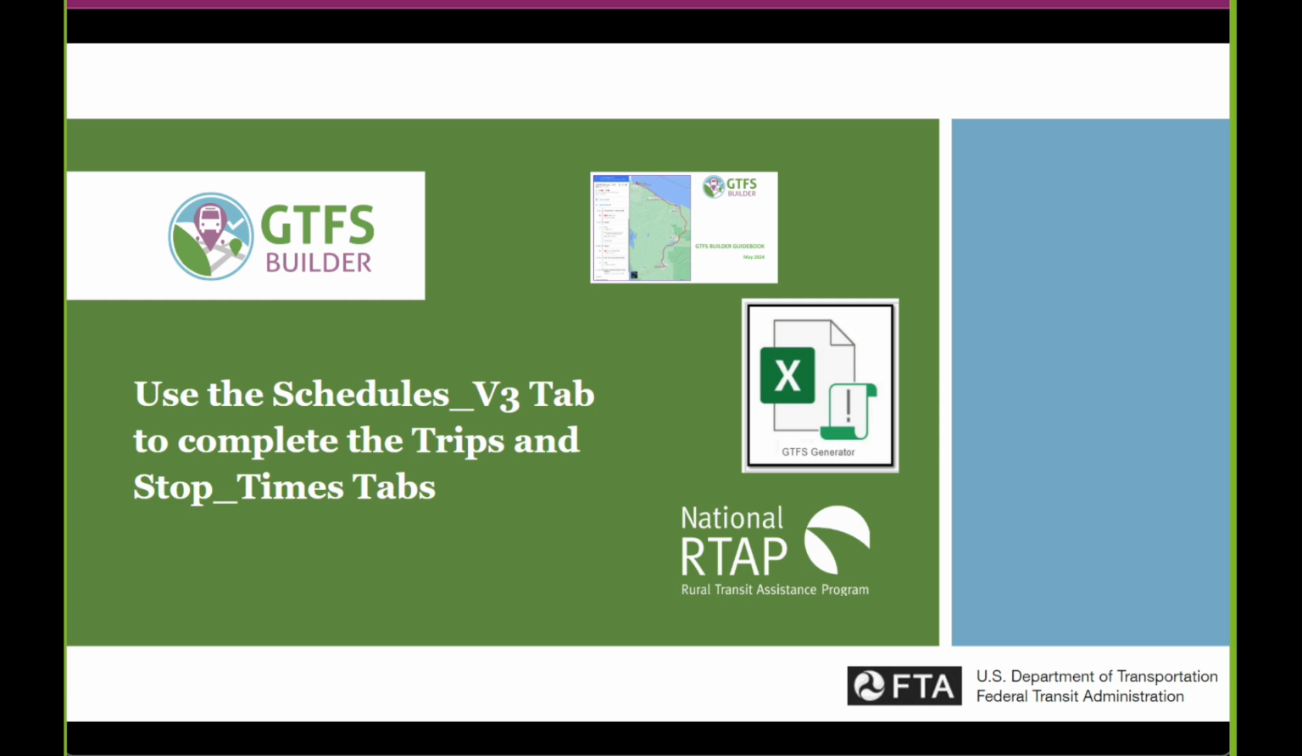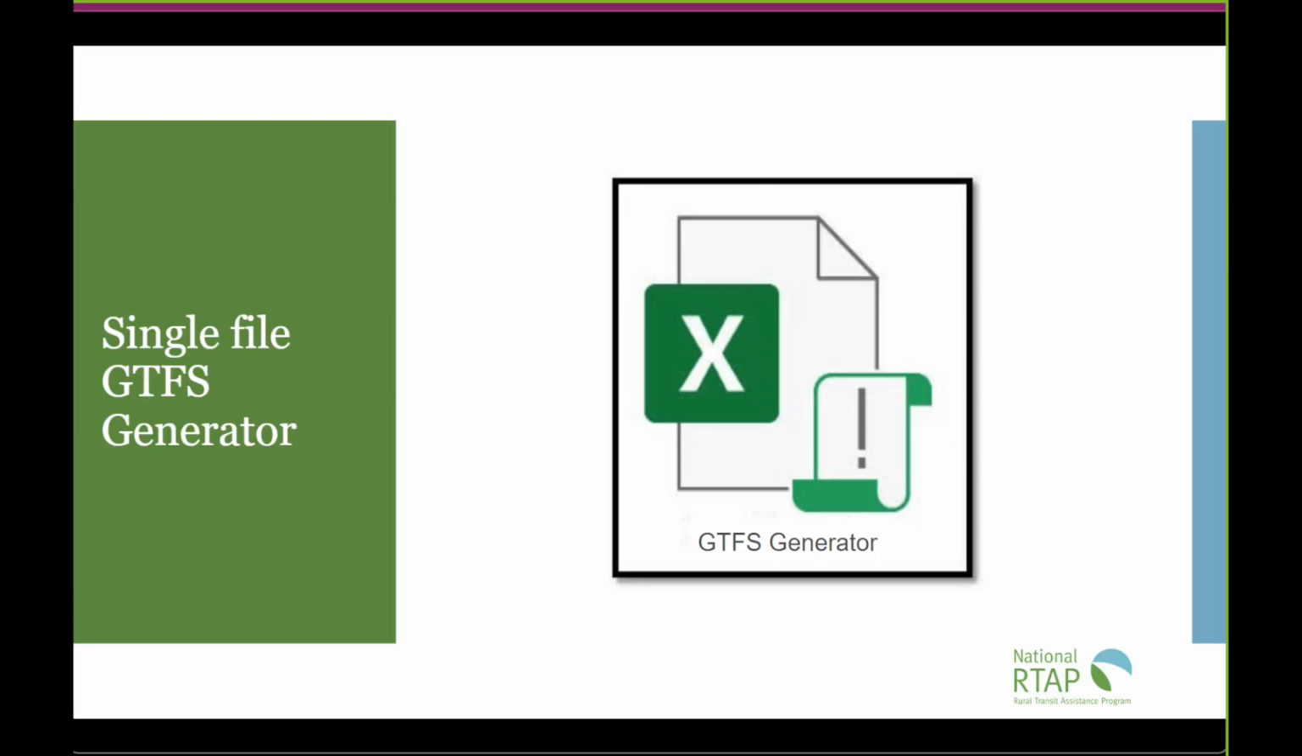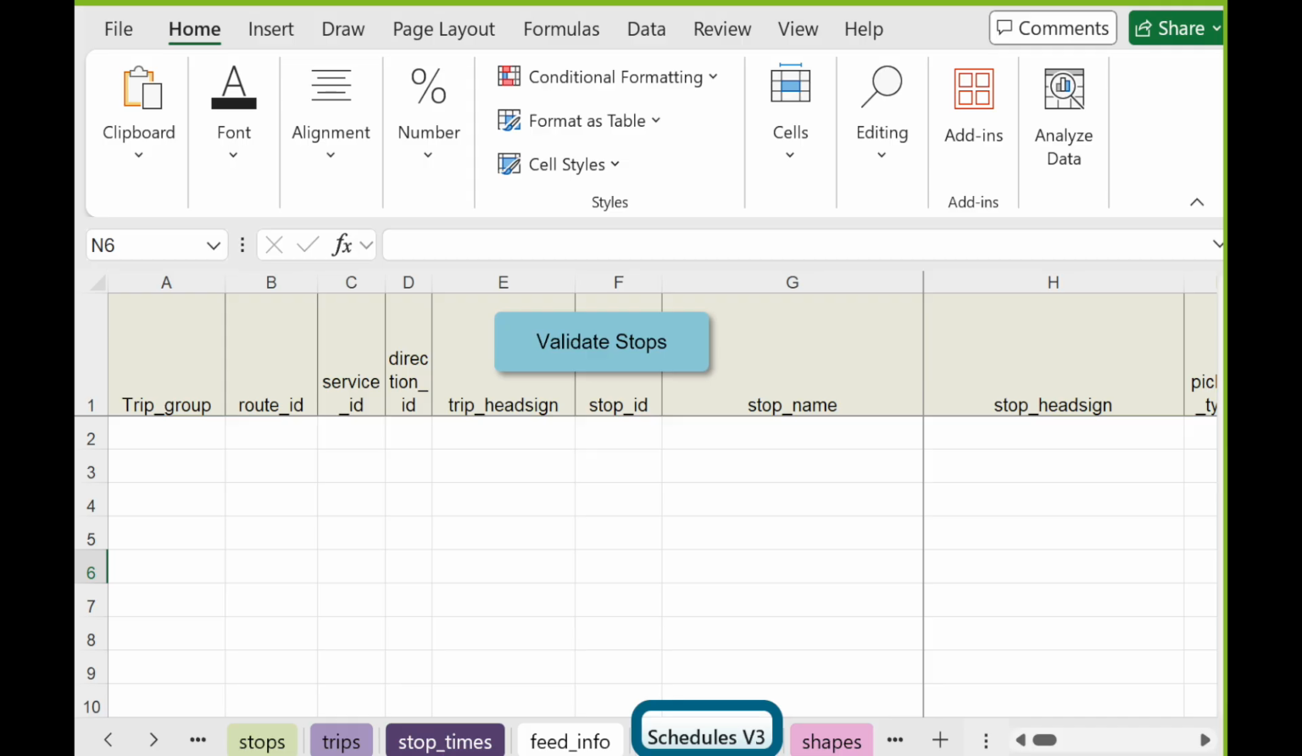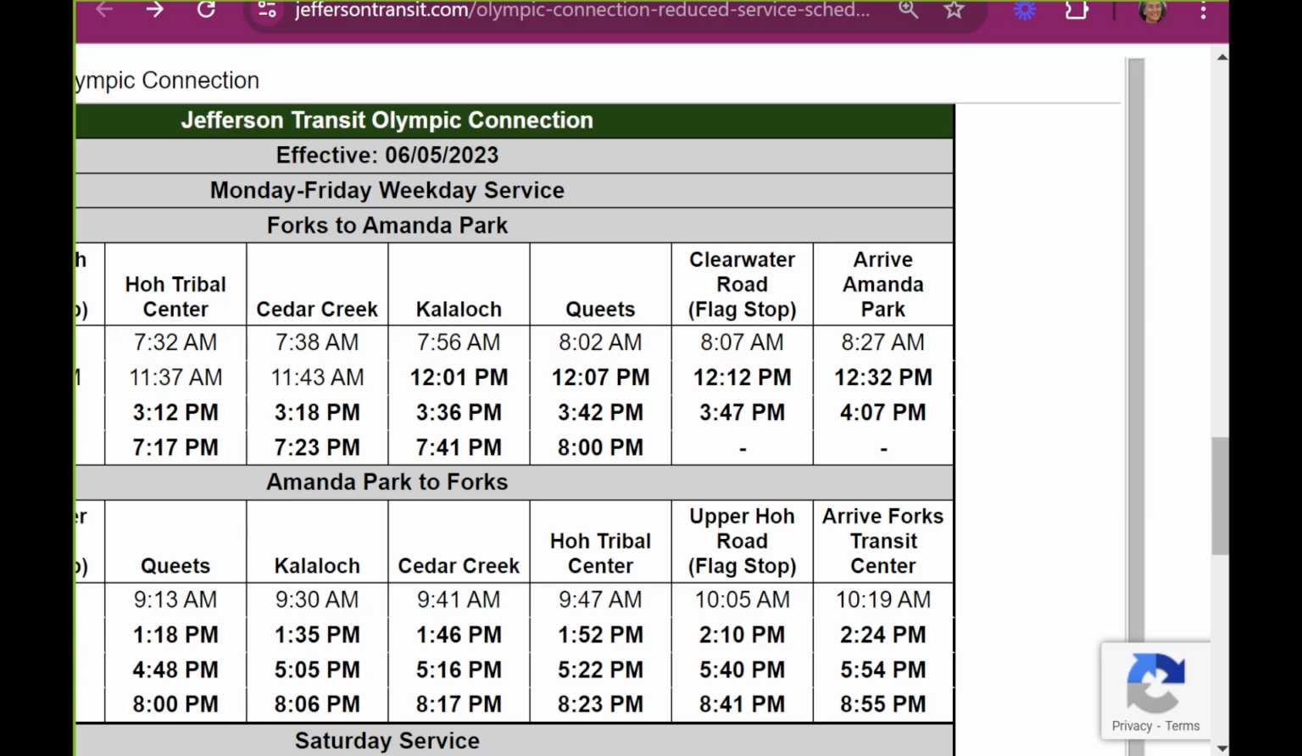In this training tutorial for GTFS Builder, we're going to focus on schedules. We're pulling together the data and details that we have in the single file GTFS Generator workbook, and we're now looking and heading toward that Schedules V3 tab. We have our timetable. We've seen how it looks on Google Maps.